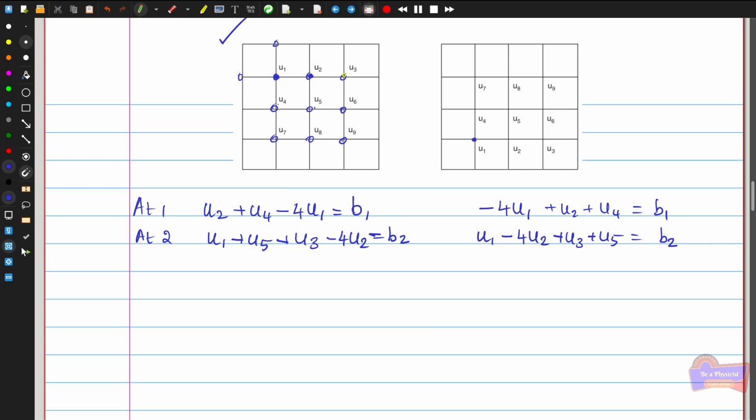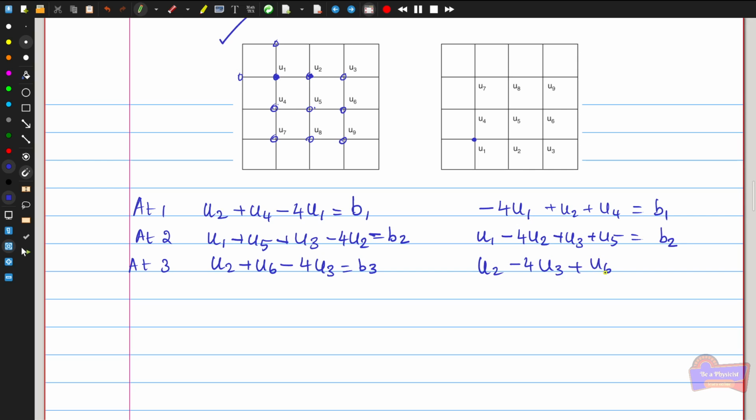Okay. Similarly, I can calculate this point at 3. At 3, we don't have i plus 1, but we know i minus 1. Similarly, j minus 1, we know that. So I can just substitute the corresponding values: u2 plus u6 minus 4 times u3, this is equal to the boundary value 3, because we have the boundaries here. Similarly, I can write this in incremental order: u2 minus 4 times u3 plus u6, this is equal to b3.